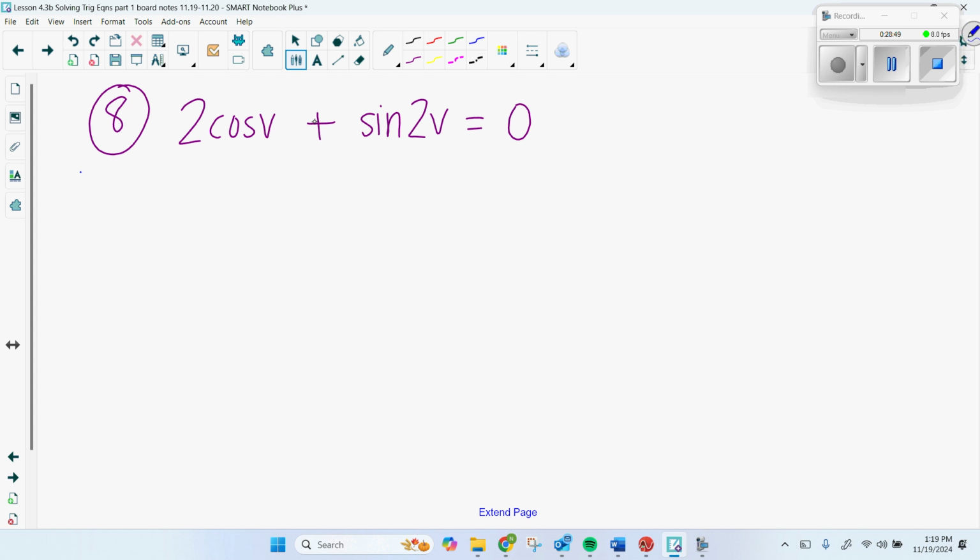Okay, y'all. What do you notice? Tell me what you notice. Like what stands out to you? They're different. I have a cosine and I have a sine. So one thing is that the trig is different. What else is different? Placement. Yeah, the placement of the two. This one has it on the outside, this one on the inside.